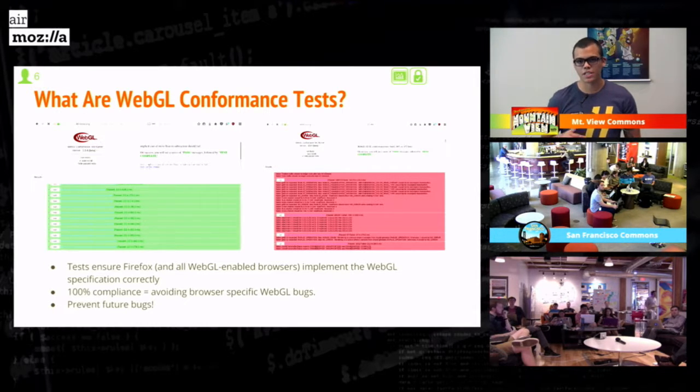The left image is what it's supposed to look like, and the right image is an example of some tests that fail. They highlight the specific functionality that didn't pass the test.